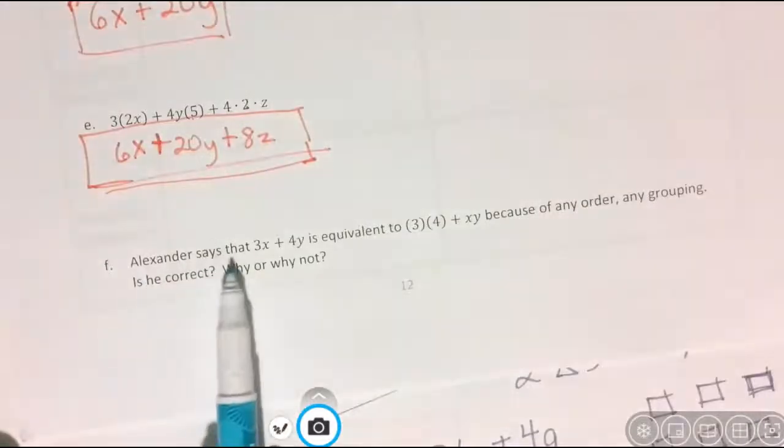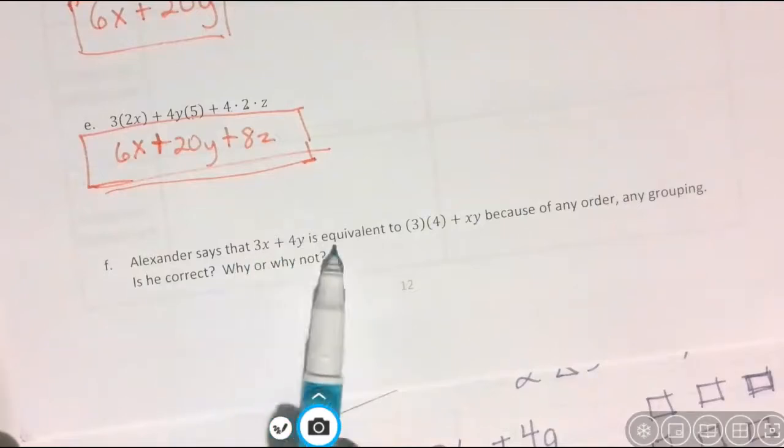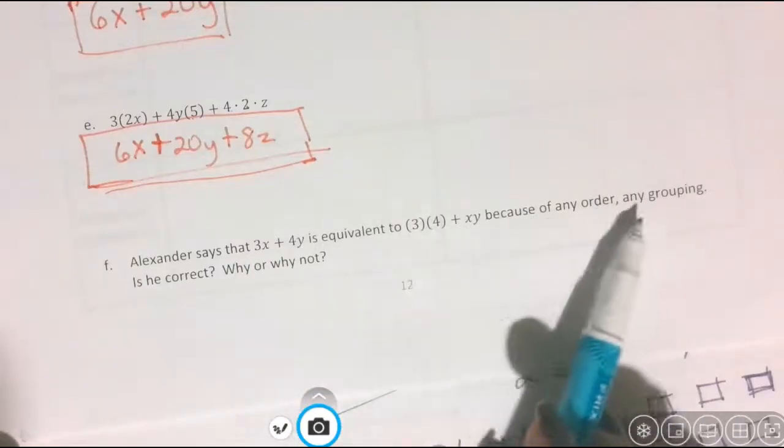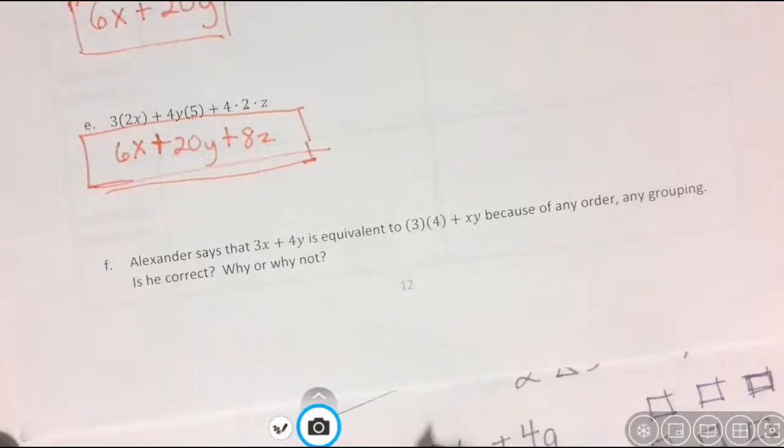Final question on this page. Alexander says that 3x plus 4y is equivalent to 3 times 4 plus x times y because of any order, any grouping. Is he correct or not? Why or why not?